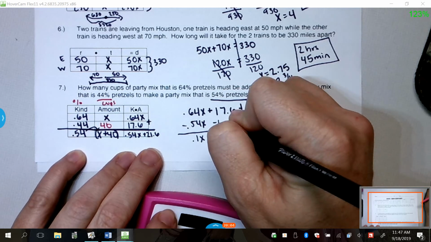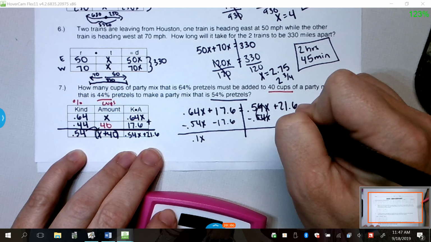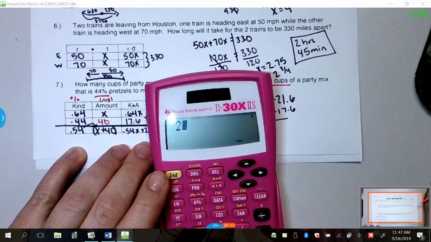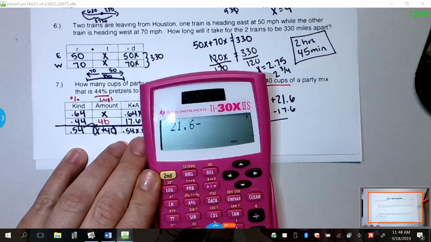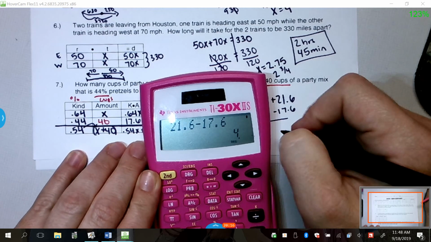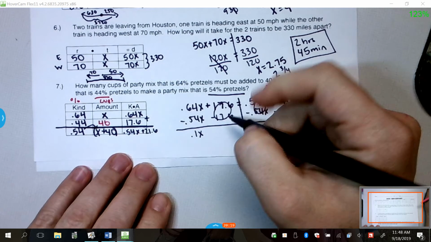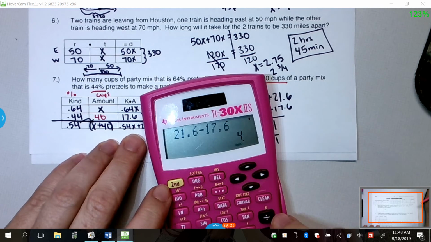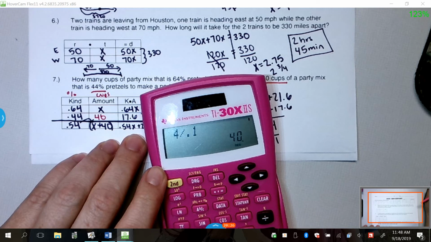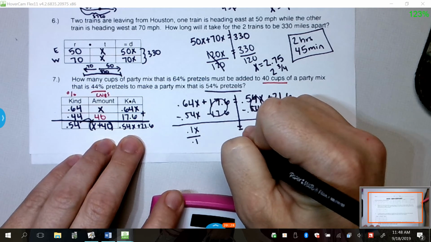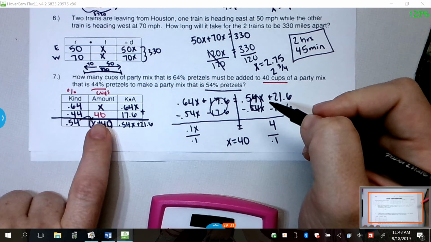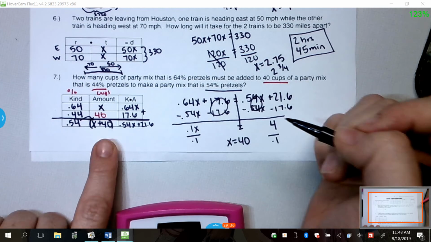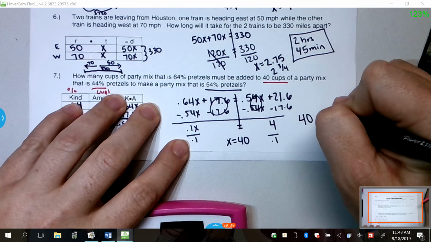Okay, and now I need to move this because I moved my x's on this side, so I need to move my numbers without x on the other. So 21.6 minus 17.6 gives me 4. So I'm going to divide both sides by 0.1, divide 4 by 0.1, and I get x equals 40. So let's see if that's what we're solving for. I was solving for x because it says how many cups of the 64%. Okay, so I know I need 40 cups.